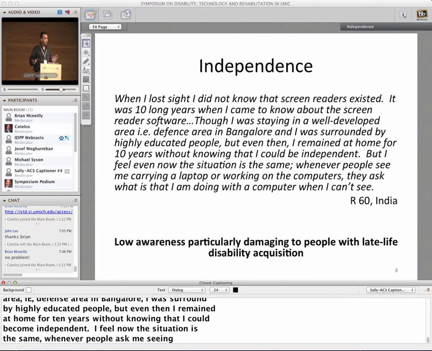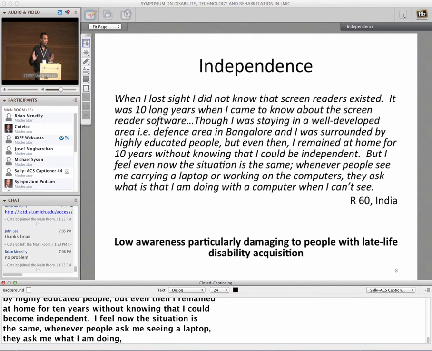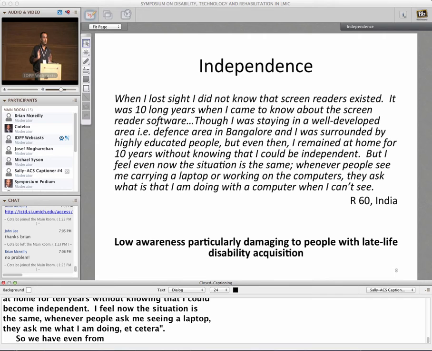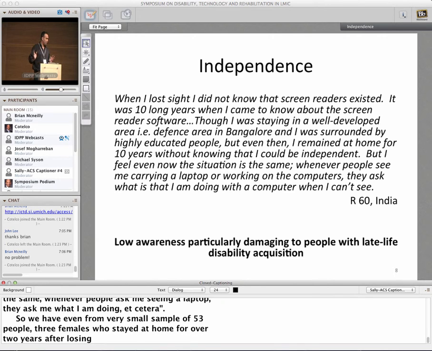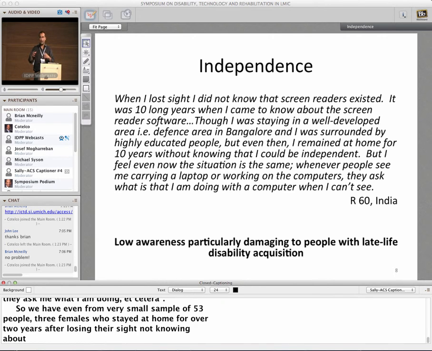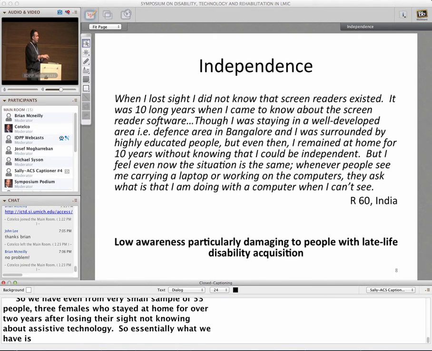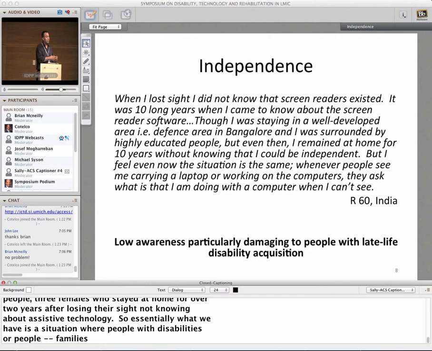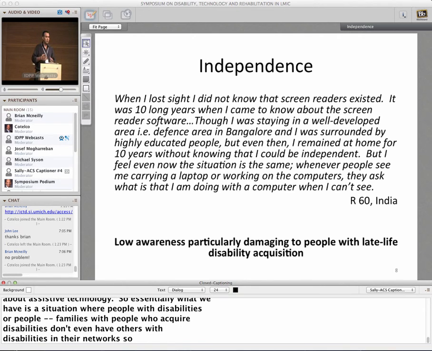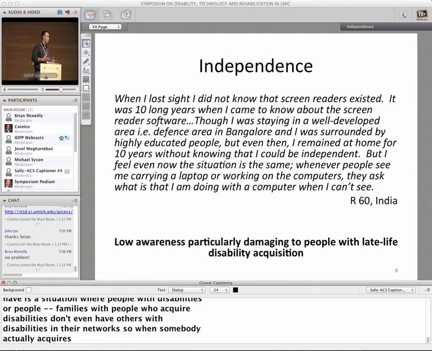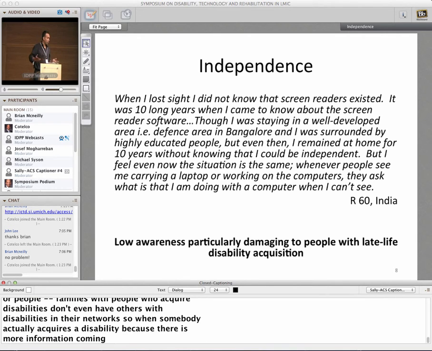So we had, even from this fairly small sample of 52 people, 3 females who stayed at home for over 2 years after losing their sight, not knowing about assistive technology. So essentially what we have is a situation where people with disabilities, or families with people who acquire disabilities, don't even have others with disabilities in their networks. So when somebody acquires a disability, because there is no information coming through institutional sources, there just isn't a knowledge of what to do next.